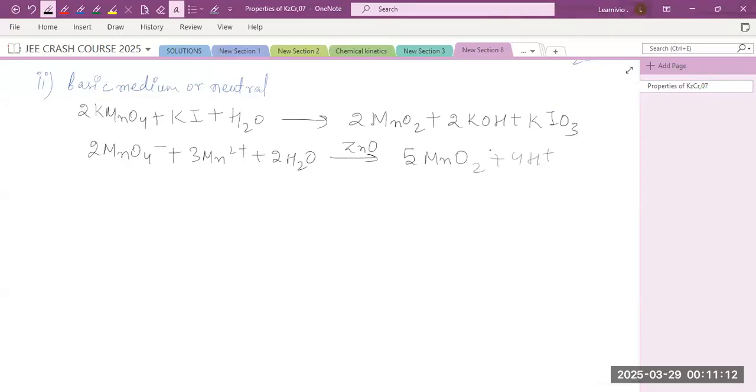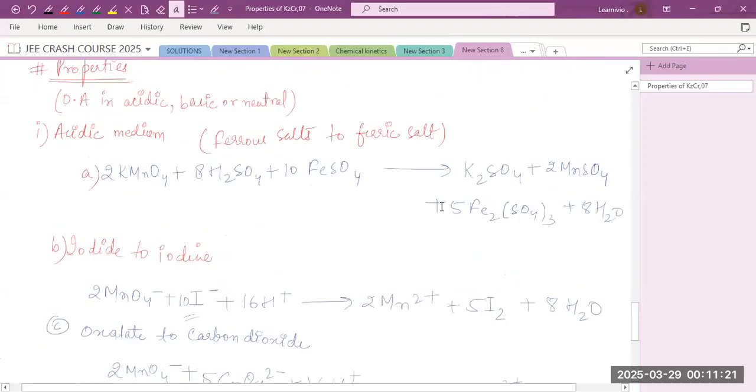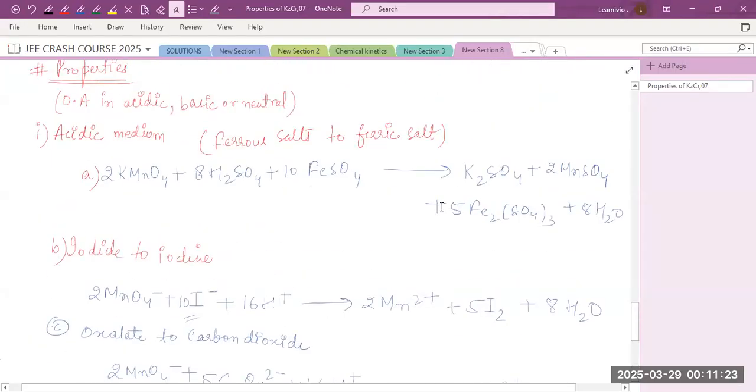So it shows the oxidizing nature in acidic conditions, basic condition, as well as neutral condition. These are the two compounds of transition metals which are very, very important for your exam. Reactions, structure, its magnetic, paramagnetic character, its preparation, everything is important. So today we have completed the d-block.